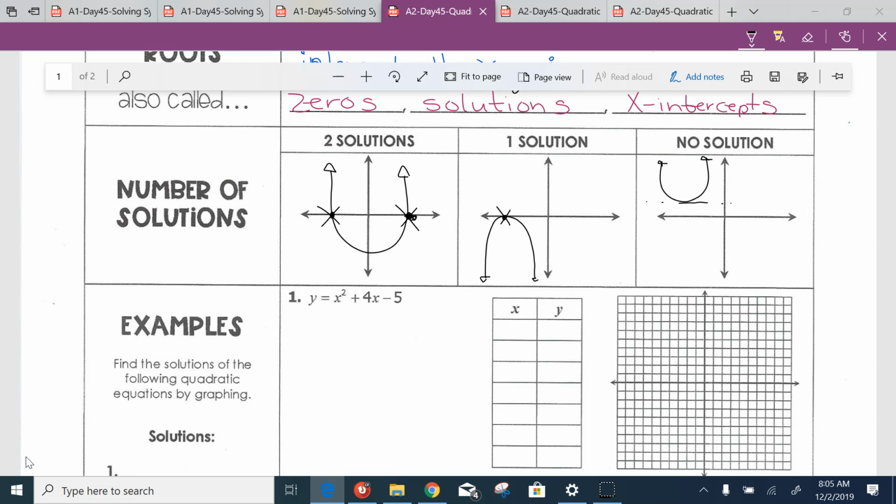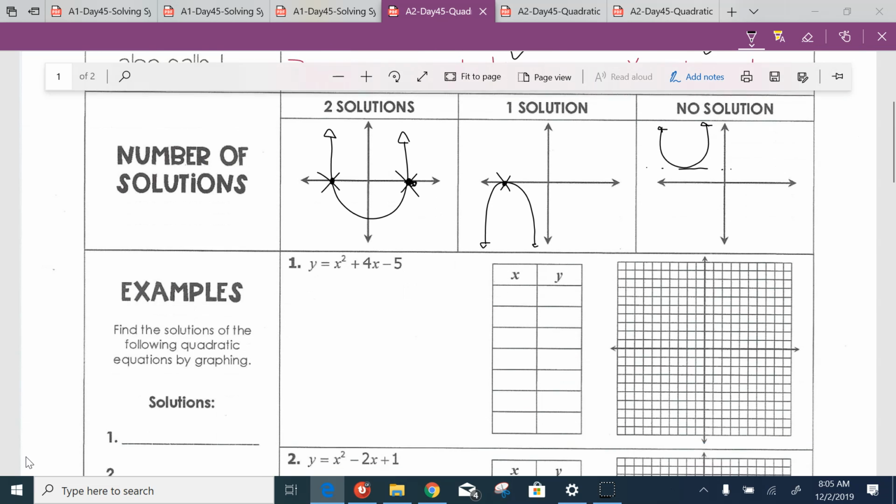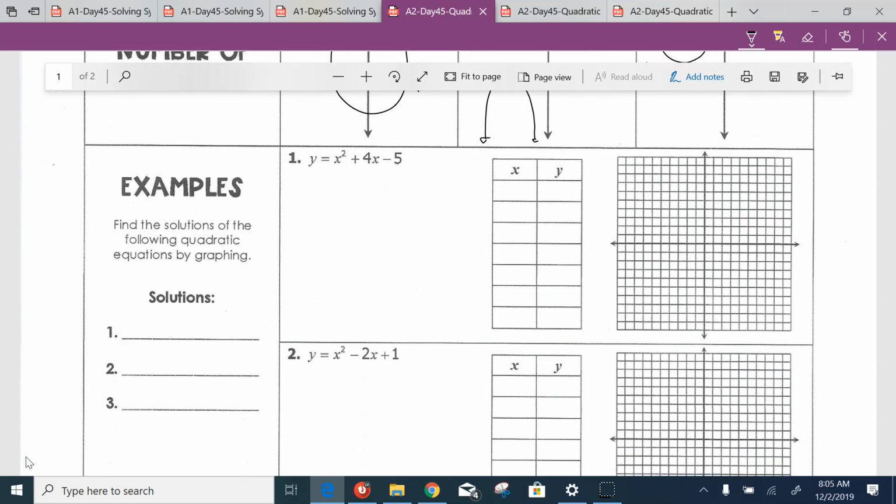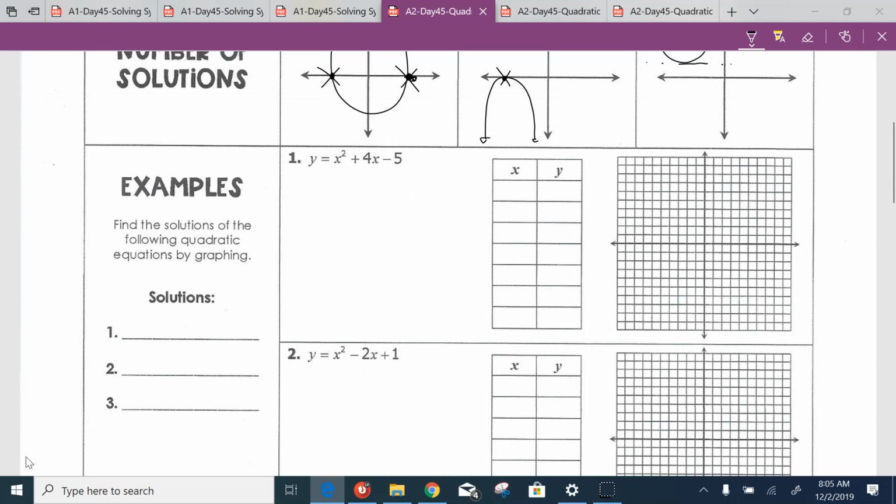Now, today we're going to focus on making the graphs. So what we're going to do is we have a couple of examples, and we're asked to find the solutions of the following quadratic equations by graphing. So the first thing I want to do is find the axis of symmetry, because if you remember from before we went on break, which I'm sure most people don't, the axis of symmetry gives you also your x-coordinate for the vertex.